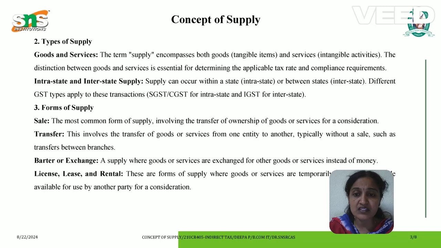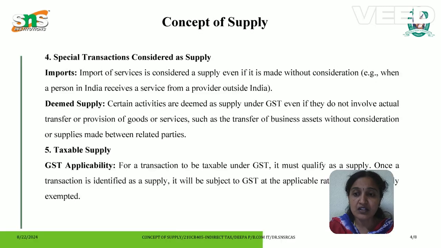The next is special transactions considered as supply. Imports of services are considered as a supply, even if made without consideration. Deemed supply. Certain activities are deemed as a supply under GST, even if they do not involve actual transfer or provision of goods and services, such as the transfer of business assets without consideration or supplies made between related parties.